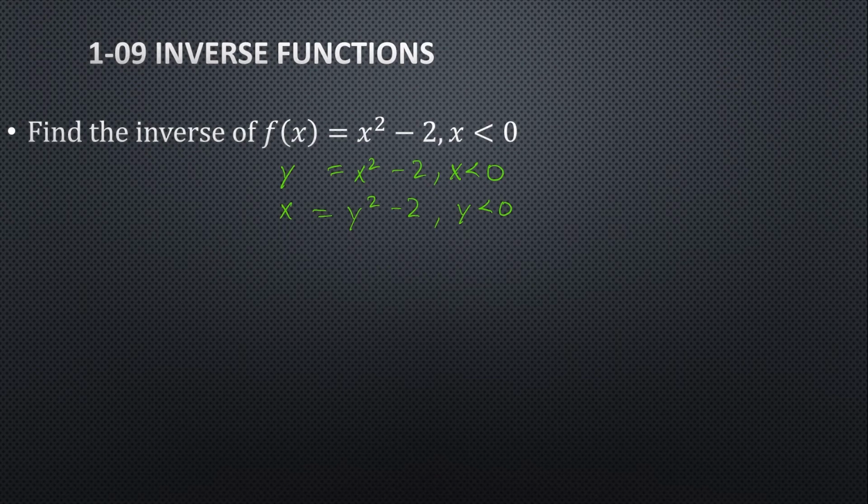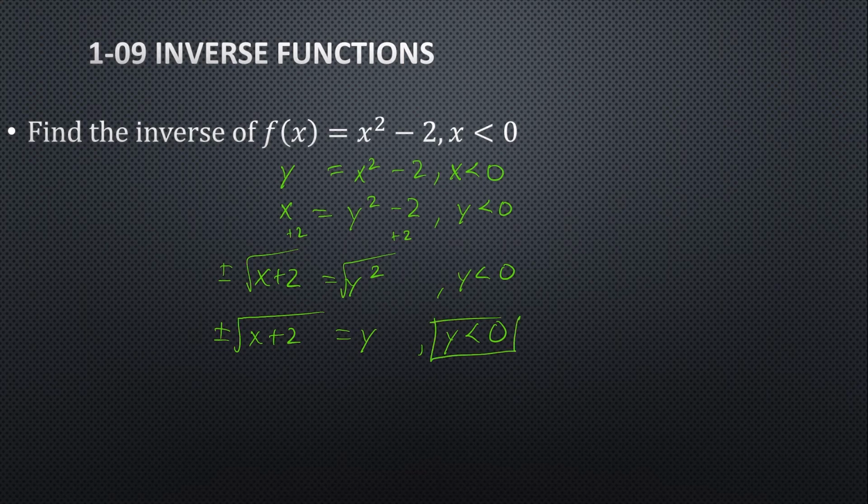Solve for y. So I'll add 2. And then I'll take a square root. Remember, when you're solving and take a square root, you have to put the plus and minus. And here is where that comes into play.